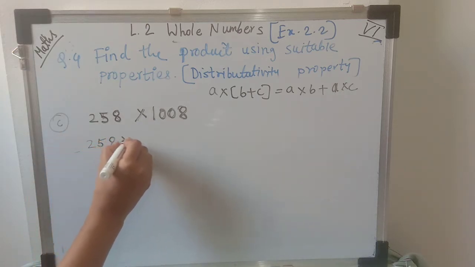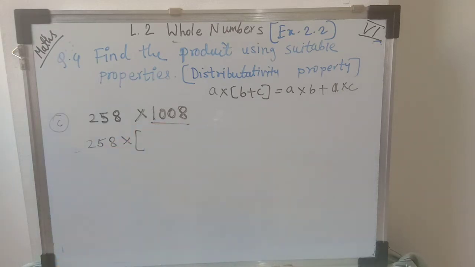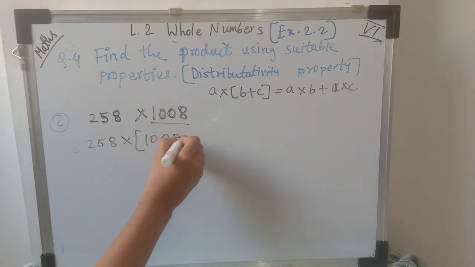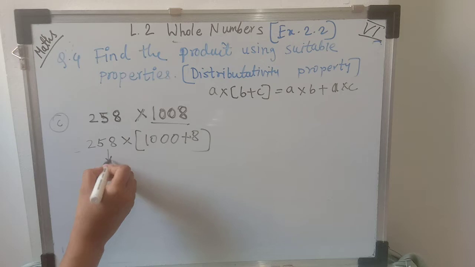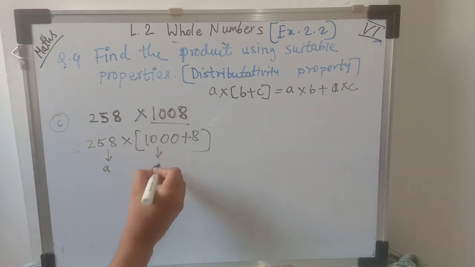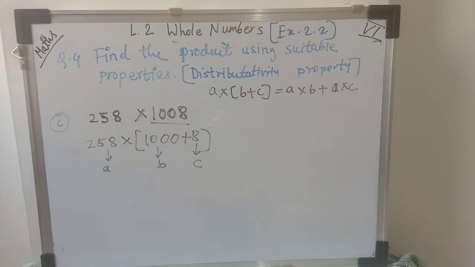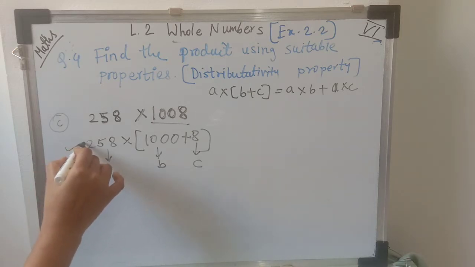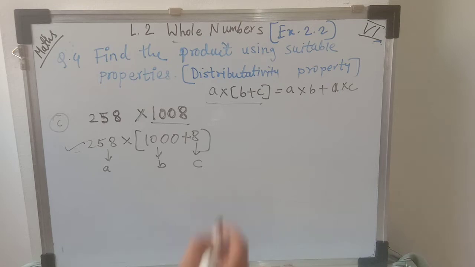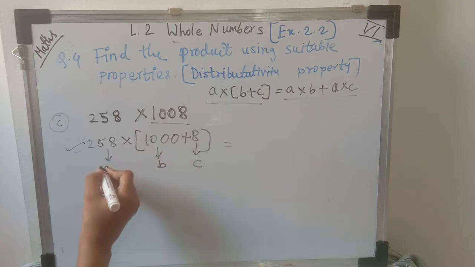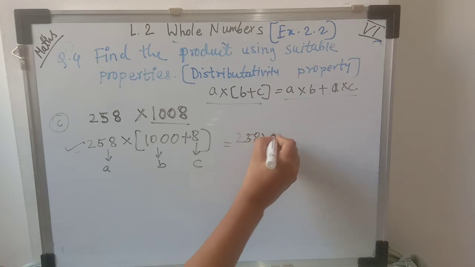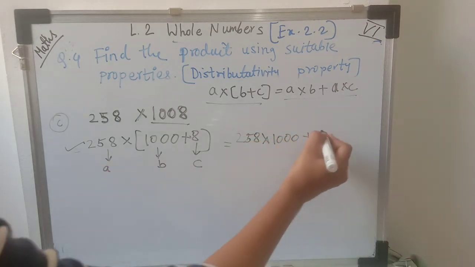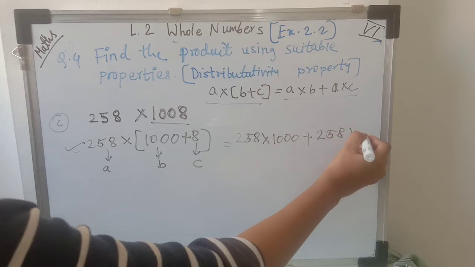258 we will write as it is, multiply by, we have to do the separation of these two numbers. So 1000 plus 8 is equal to the 1008. So here we will get A is our 258, B is our 1000 and C is 8. Okay, now we got this format of the left hand side. Okay, now we have to convert it into the right hand side equation. So here what we have to do is A multiply with the B. So our A is 258 multiply by 1000 plus A is again 258 multiply by 8.